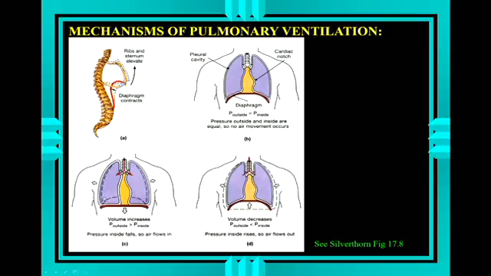I'm not going to draw, or Silverthorne wasn't going to draw, 500 million of them. So alveoli increase in volume. What did Boyle say happened to the pressure? Decreased. So now we have a situation where the pressure inside the alveoli is less than the pressure in the atmosphere.